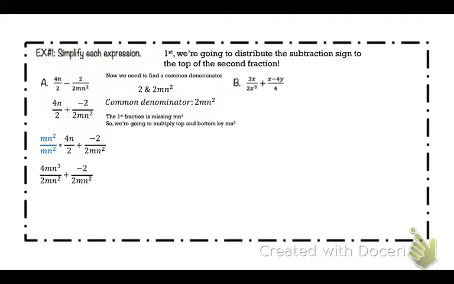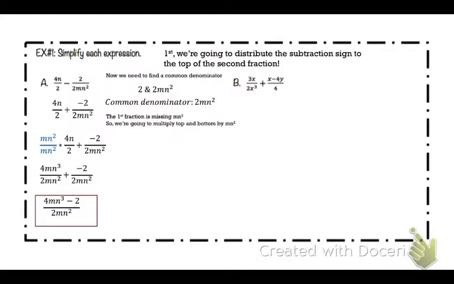All right, when you multiply that out, you get 4mn cubed, because n squared times n is n cubed, over 2mn squared, plus -2 over 2mn squared. Now we have the same bases, so we can just combine like terms on the top. So our final answer here is 4mn cubed minus 2 over 2mn squared. And we're all done with that one.